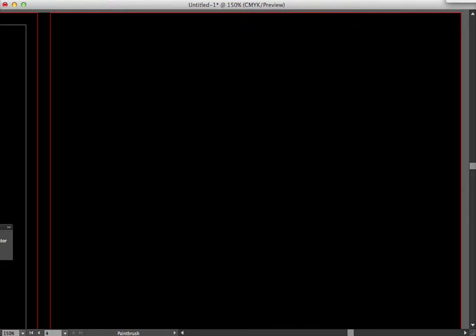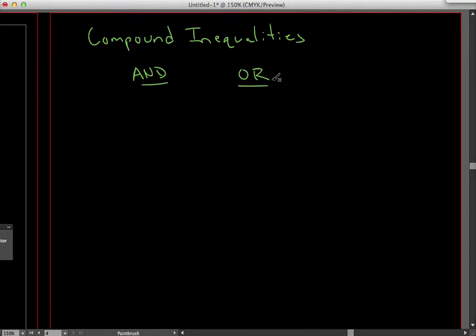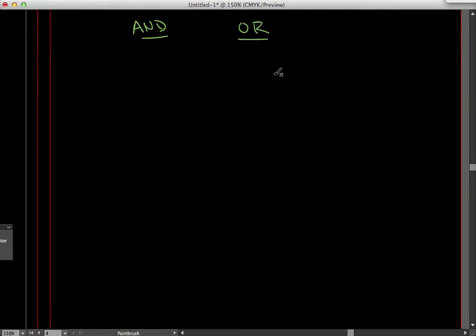So there's another part of inequalities that we have not discussed, and that is compound inequalities. With compound inequalities, we're combining two inequalities with either the word "and" or the word "or." These are the two options that we have for combining inequalities using compound inequalities.